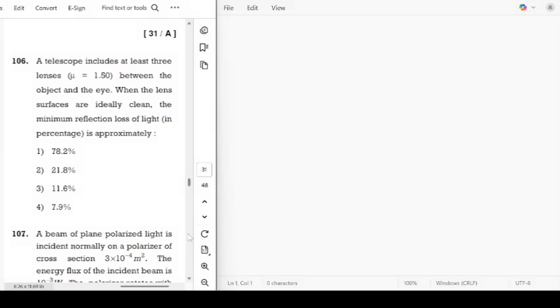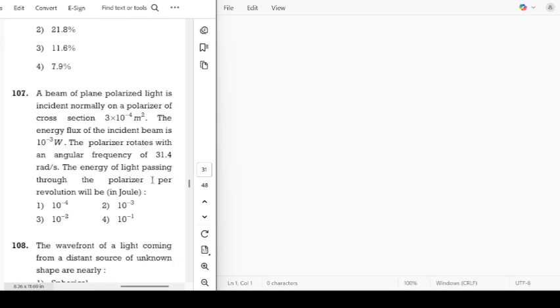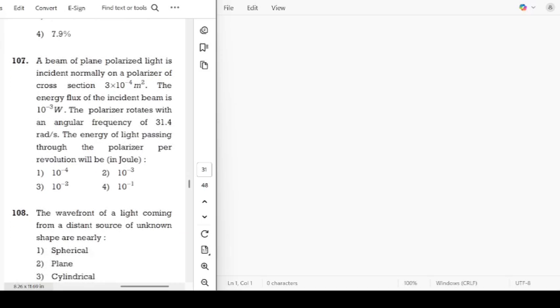Our next question is question number 107. In this question, we are given a beam of polarized light incident on a polarizer with cross section 3.2 × 10^-4 meter square. The energy flux is 10^-3 watt. The polarizer rotates with angular frequency 3.14 radian per second. Energy of the light passing through the polarizer per revolution will be.